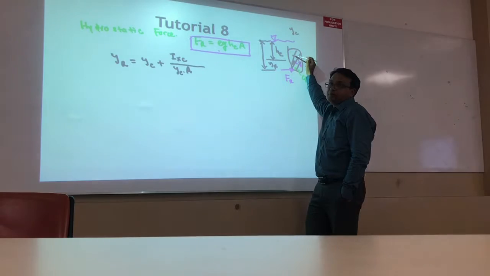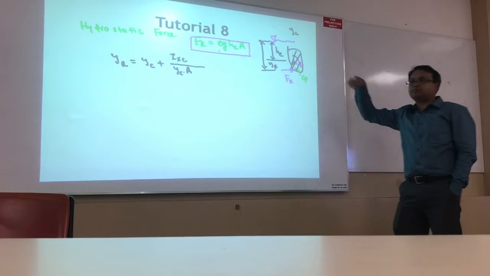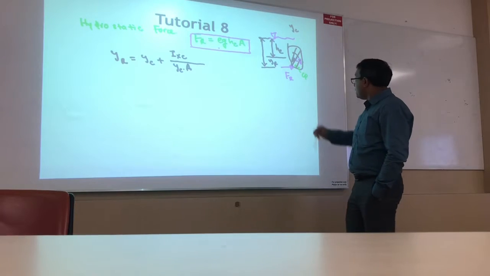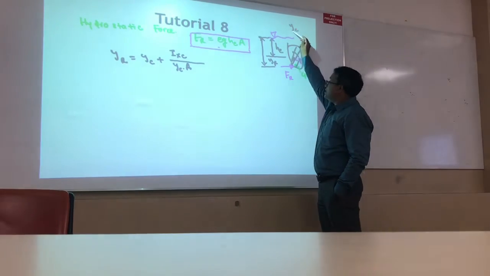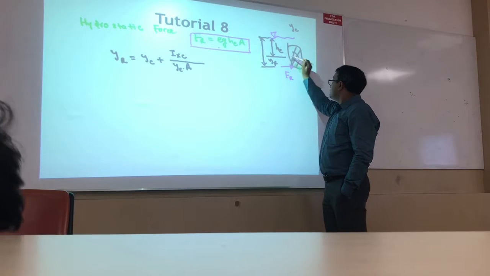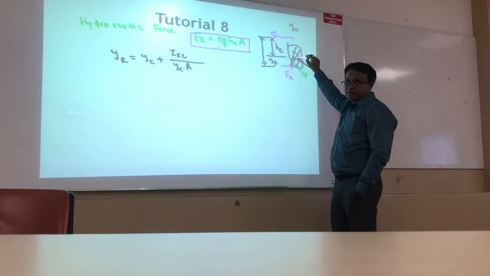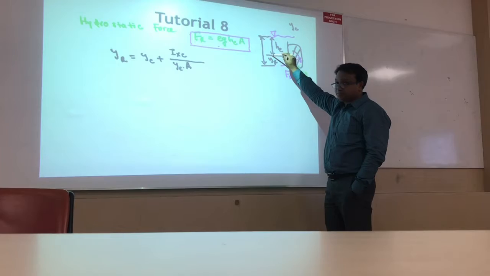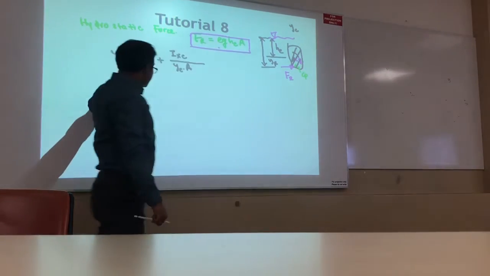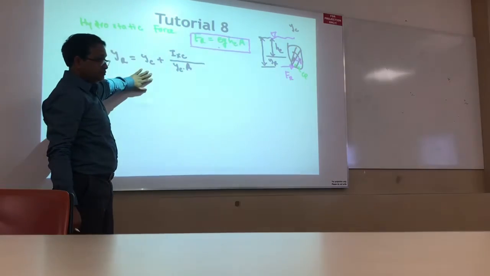It may be any shape, right? It may be rectangular, triangular, circular, anything. Okay? And HC and YC are the same. The distance from the water surface to the centroid or center of gravity is YC. Okay? So YR is calculated by this equation.